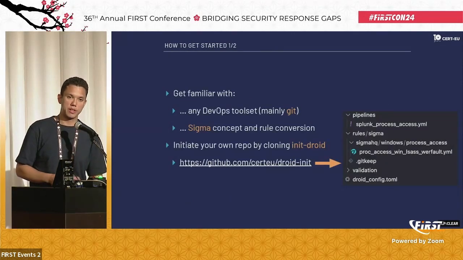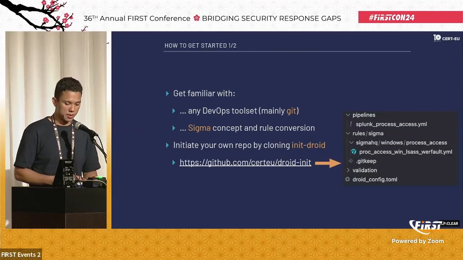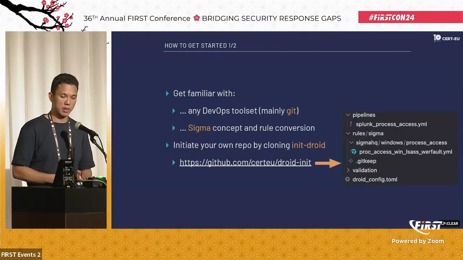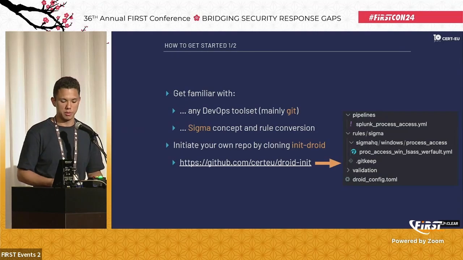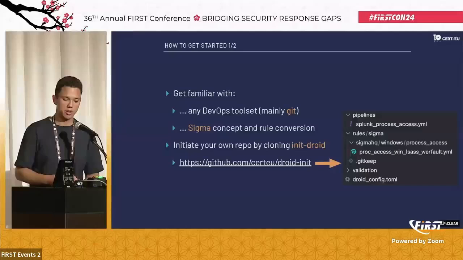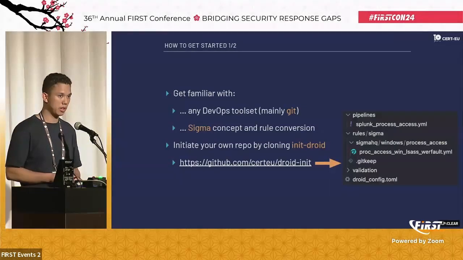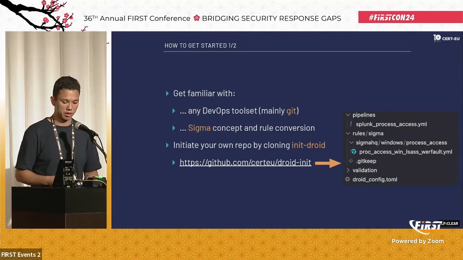So in order to get started and use that process, you need to get familiar with any DevOps tool, obviously Git, and learn about Sigma. It's well described on the website. There are many resources. The community is quite great. There is a Discord server where you can go and chat and ask for any help.